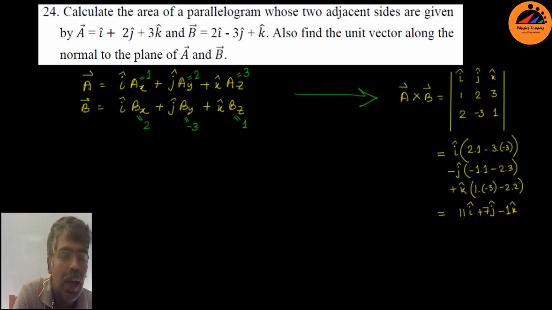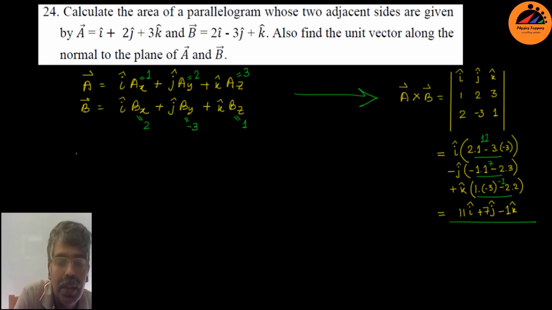And I have expanded this. So first I have taken i cap, then 2 times 1, minus of 3 into minus 3 into 3. So that is it. So this is i cap, this is j cap, this is k cap, and this is the resultant. So this is the term in the parenthesis. So this is basically 11, this is 11, right? So this is 11, this is 7, and this is minus 1. So these are the three things I have placed here. So this is A cross B.